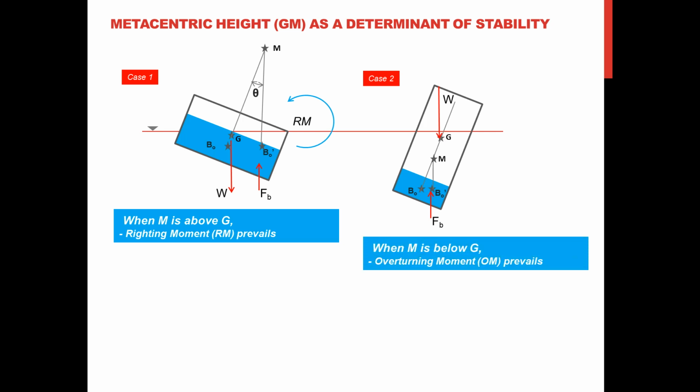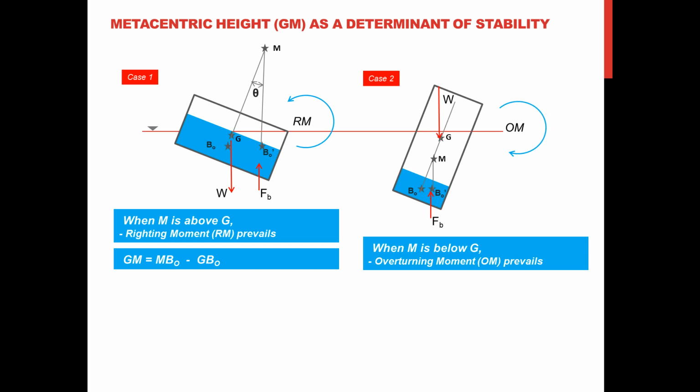So this time, M is below G. So when this happens, overturning moment prevails. Now the overturning moment goes along the direction of the tilting. Now, the metacentric height, based on the figure from case 1, will be equal to MBO minus GBO. MBO minus GBO, based from the configuration of case 1.